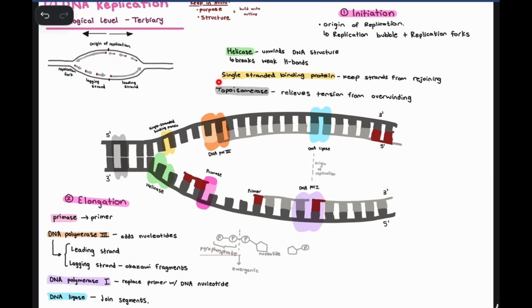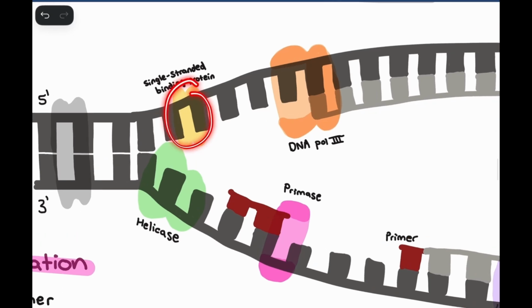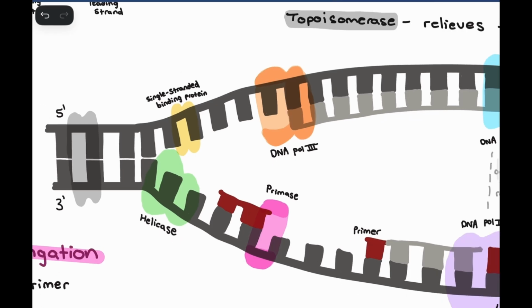Next, the single-stranded binding protein keeps this from rejoining, as you can see here by these two blobs. This one, helicase, breaks through it, almost like a zipper. And this single-stranded binding protein just jams in the way so these two can stop from joining together again.